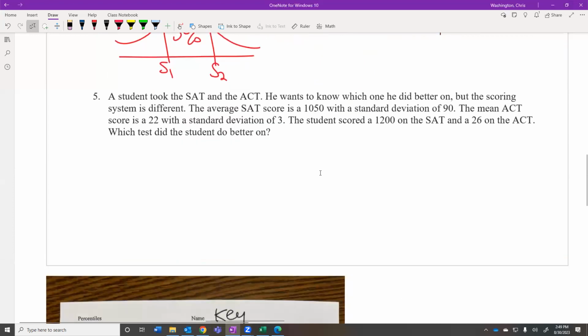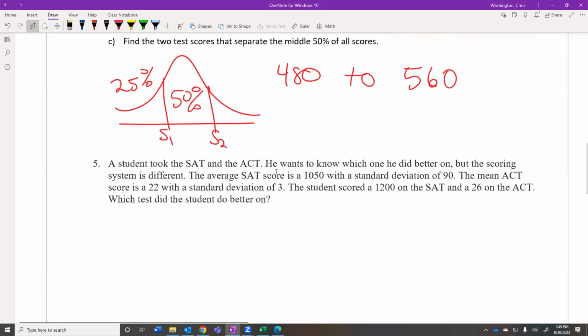And number 5. Number 5 is kind of review. We did number 5 a couple days ago, something very similar. But now we can use this in Desmos to actually answer number 5 today as well. So we got an SAT, ACT. Somebody took both tests, and we want to know which one they did better on. So could we just find the Z-score? Yes. And the one that has the highest Z-score, the furthest to the right, is going to have the highest percentile rank. But why can't we just find the percentile rank in Desmos? And we can. So that's what we're going to do.